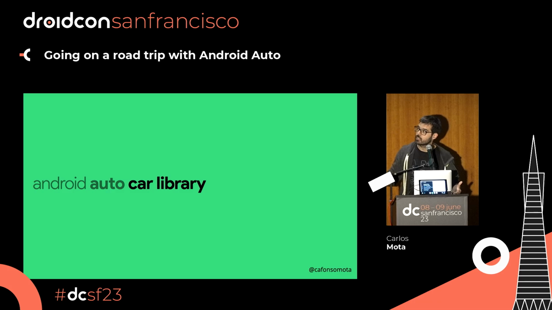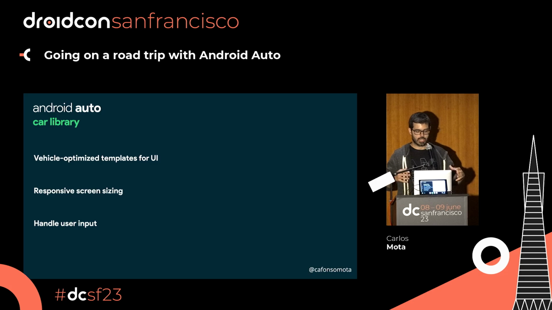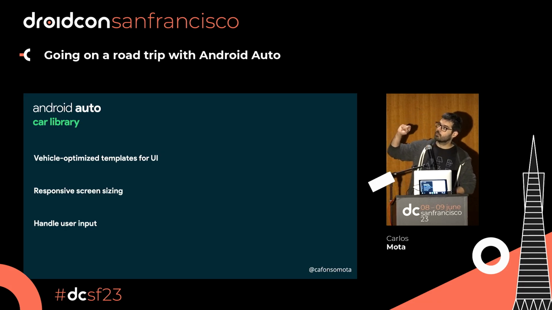How can you do this? There is a really cool thing called Android Auto Car Library, which has a set of templates that are already optimized for the UI, for the computer screens, and it has already built-in responsive screen sizing.